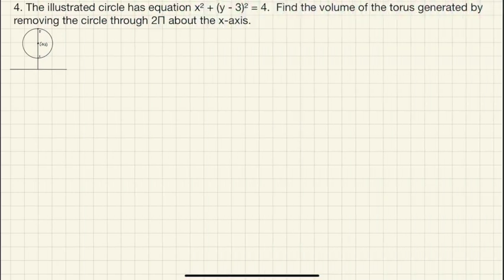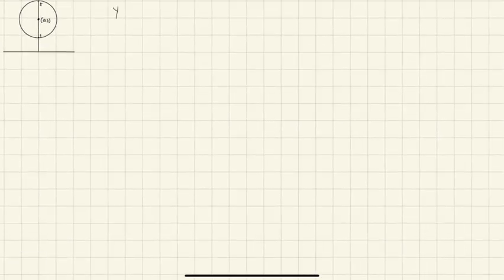Question 4. The illustrated circle has equation x squared plus (y minus 3) squared is equal to 4. Find the volume of the torus generated by rotating the circle through 2 pi about the x-axis. This question provides the equation of a circle and requires us to give the volume of a torus, a donut shape, created as a result of the circle rotated about the x-axis.